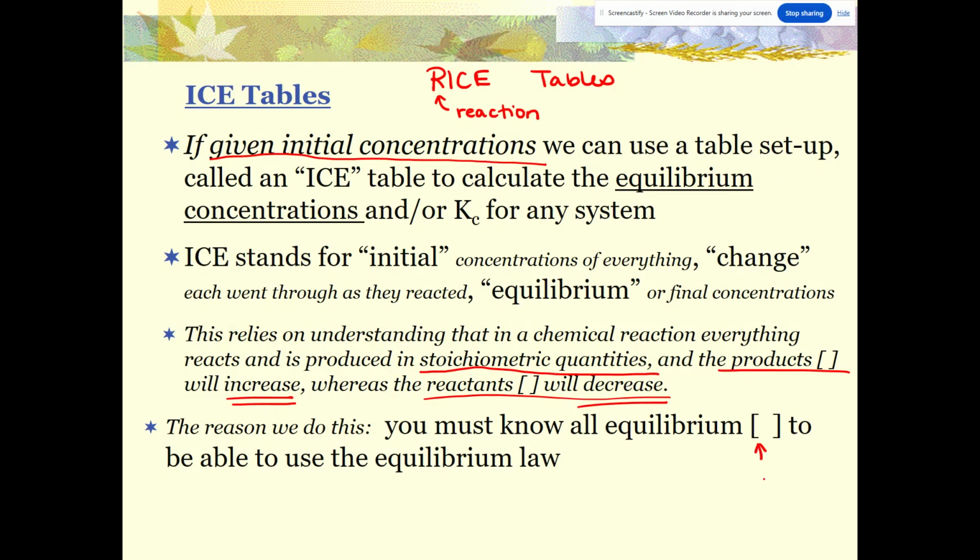Remember, square brackets mean concentrations. So we need to know the concentration after the reaction has gone to completion, after it's now reacting in the forward and reverse process at equal rates, so that it appears the reaction has stopped.